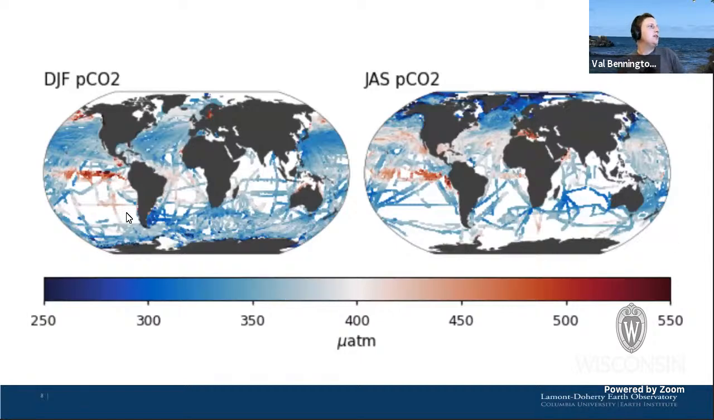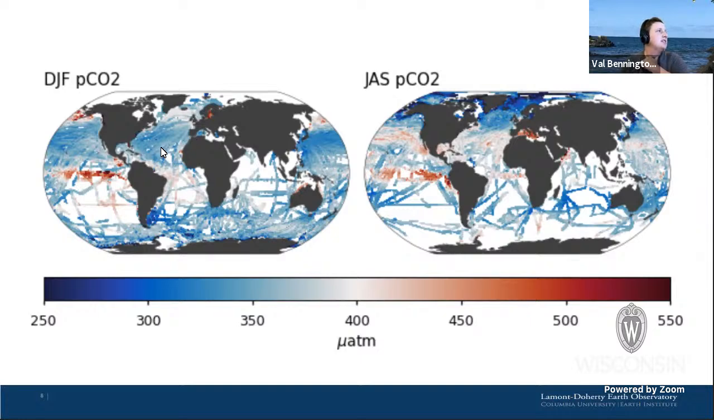I'm just showing here on the left-hand side, Northern Hemisphere winter, December, January, February, the average pCO2 in the surface ocean from these observations during those months. And on the right-hand side, during July, August, and September. What I want you to take away from this plot is that this is a pretty heterogeneous pattern in both space and time. You'll notice the equatorial Pacific is very red, or high pCO2. That's a location that actually puts carbon dioxide into the atmosphere.